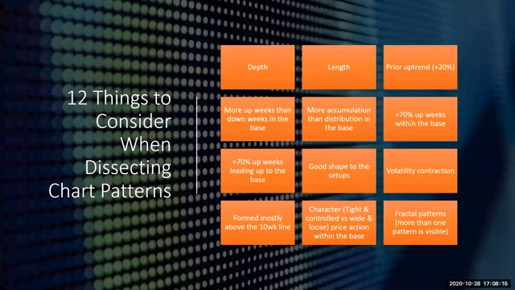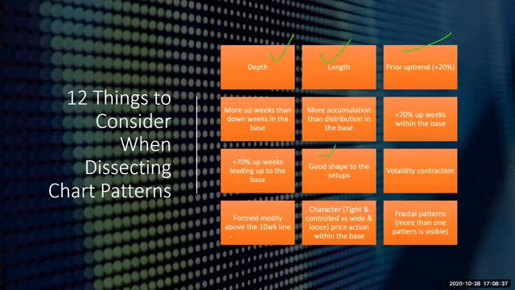70% up weeks within the base. Additional up weeks leading up to the base. We already know what a good shape is, right? Like, well, we discussed that already. The other ones are new so far. Volatility contraction within the base.